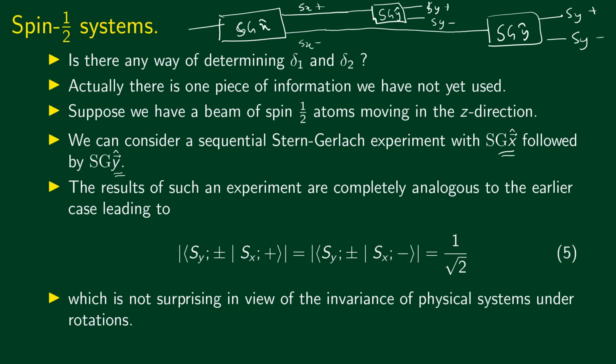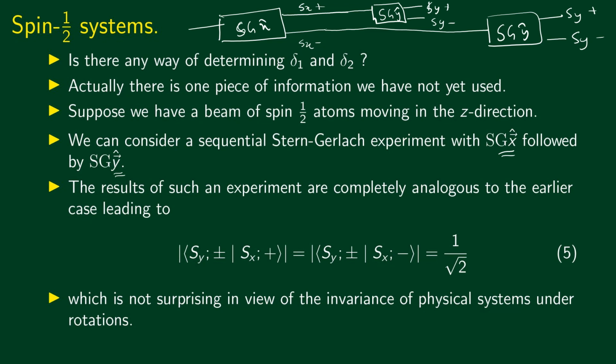We could actually carry out this experiment, and this is the result we are going to get. We could also expect this result, because we already saw that if I feed Sx plus into an SG z hat apparatus, I get two beams, and similarly for an Sx minus beam. We said that Sx plus beams have components along both Sz plus and Sz minus. Now these directions are not special. Whether I choose x, y, z like this or in any other rotated manner doesn't matter.